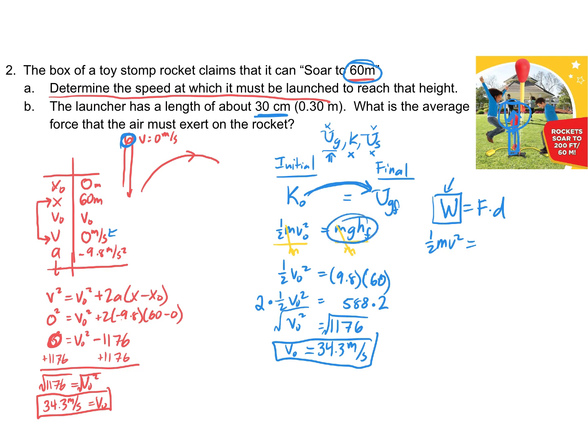Totally up to you. But I'm going to go ahead and say that the total kinetic energy that I have there at the beginning is equal to the amount of work, the amount of energy added in by the launcher. Then that's going to be equal to the average force times the distance. The launcher has a length of 30 centimeters, which is 0.30 meters. And so I'm going to put that in for the distance for which that force is being exerted. I don't actually know the mass, so I'm going to have to find that.